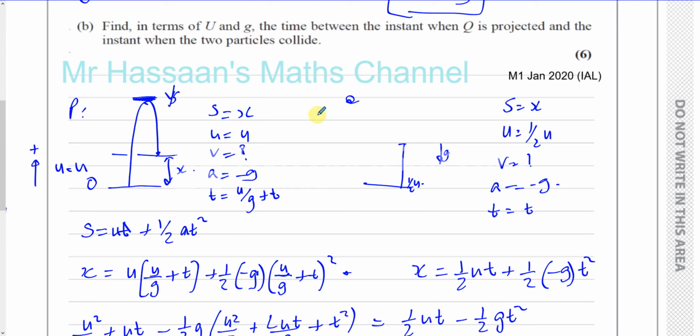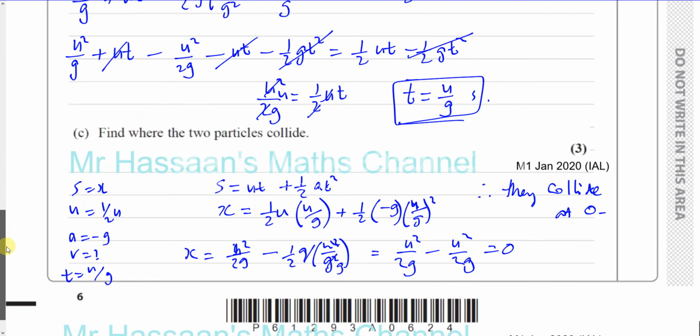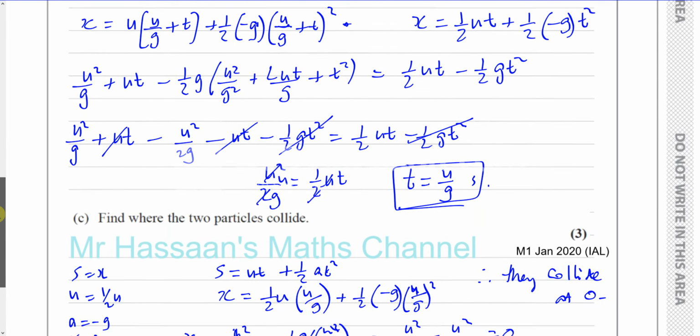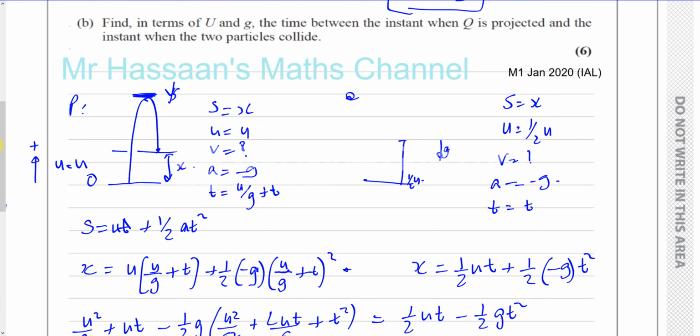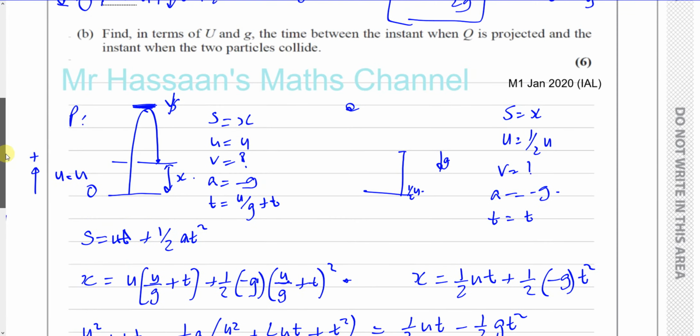Now, I mentioned that there's most probably an alternative way of finding the time at which they collide. What we did here is we considered the displacement from O being the same and used that. An alternative way would have been to consider P from the time it reached the top of its flight, and consider the time after that, because the time from then until they collide will be the same time that Q has been in the air. So we could consider it with the times being the same. That's another way of doing it, which I'm going to show you.